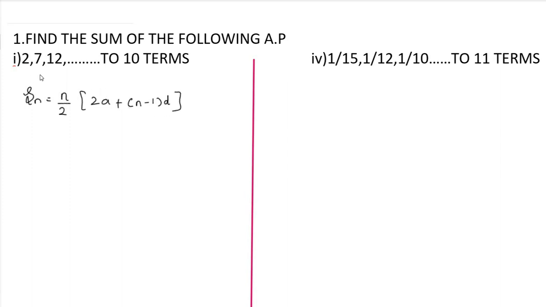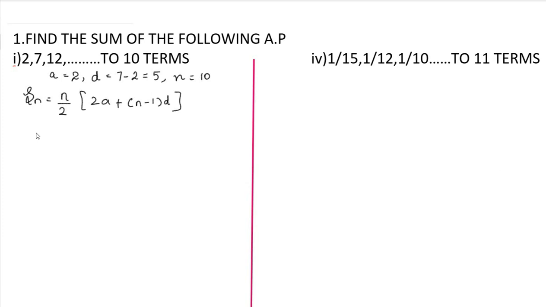Okay, so what is a in this? A is the first term. The first term is 2 and d is the common difference: second term minus first term or third term minus second term, we will get the same one. So 7 minus 2 is equal to 5. Now I am going to substitute a, d, all those things in this. And what is given? Till 10 terms. So n is equal to 10.